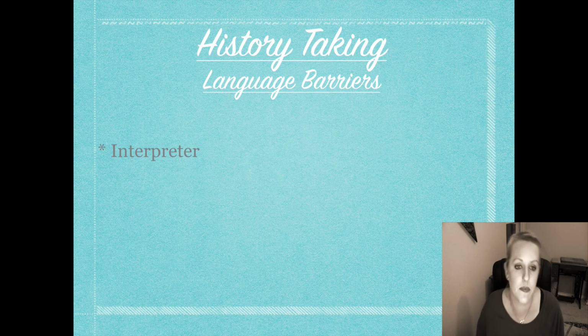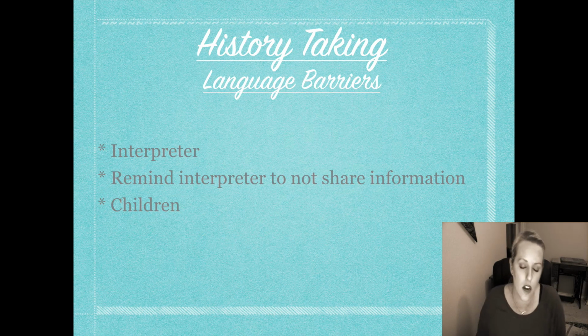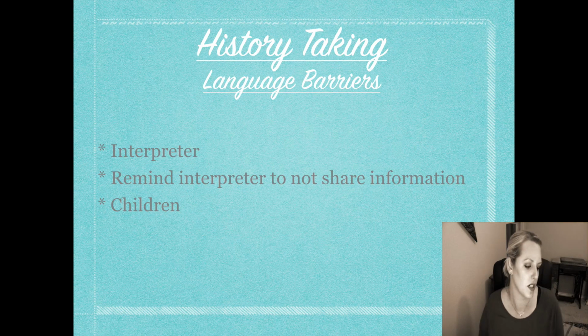Language barriers. Get an interpreter if at all possible, but make sure that interpreter does not share that information. Remind them of HIPAA. Children, unfortunately, usually become our interpreters. We want to avoid that if possible, especially in those really bad situations. You don't want a child interpreting their mother's death. That will leave them with some bad memories. So only use a child if it's the absolute last resort.